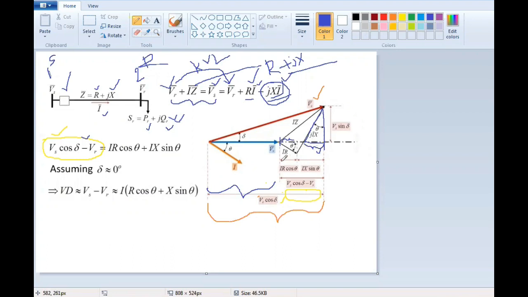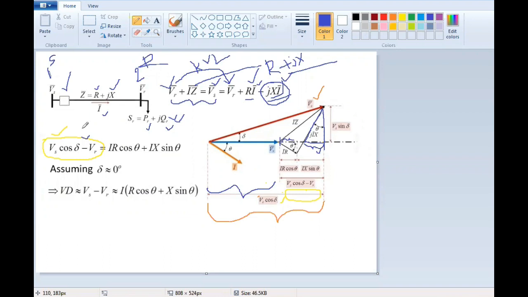So from here to here it is IR cos theta, and from this point to this point it is IX sin theta. In between there will be a small portion, which is neglected. So the entire line will be taken as IX sin theta. Hence we can say from this point to this point, IR cos theta plus IX sin theta. So this is the voltage drop.